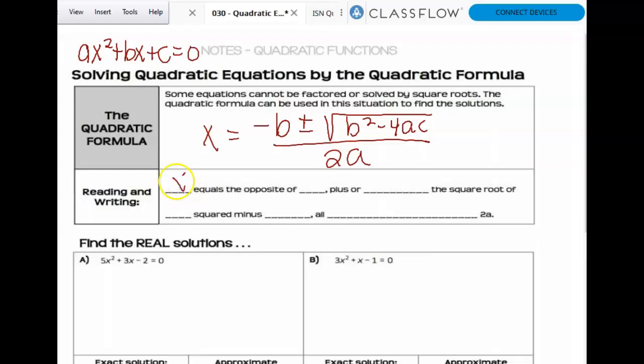So x equals the opposite of B plus or minus the square root of B squared minus 4AC all divided by 2A.